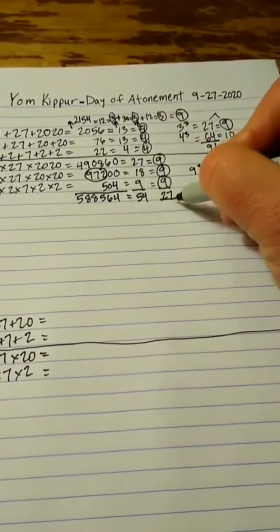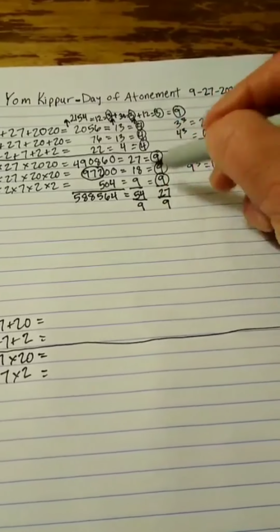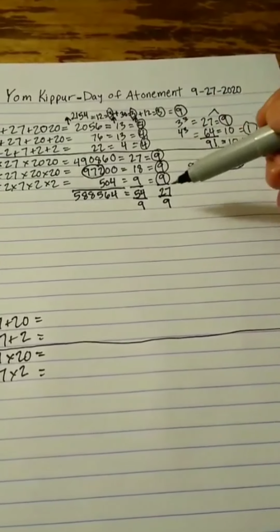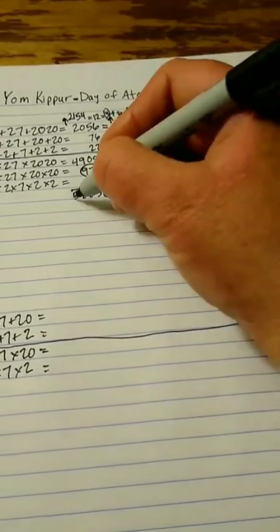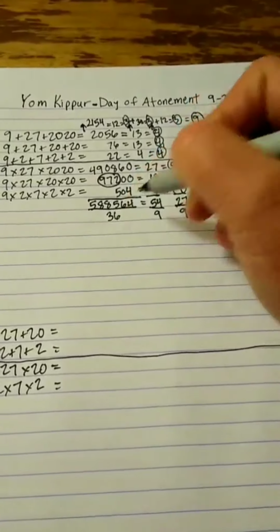So we're going to reduce this down. 2 plus 7 is 9. 5 plus 4 is 9. And if you notice, 5 times 4 is 20. So 9, 27, 20. You see it? You see it come into form there? All right, so we have 5 plus 8 plus 8 plus 5 plus 6 plus 4 is 36. And 3 plus 6 is 9.